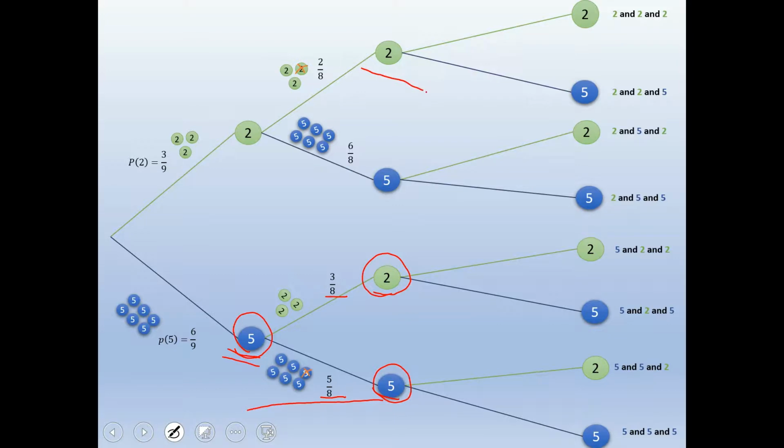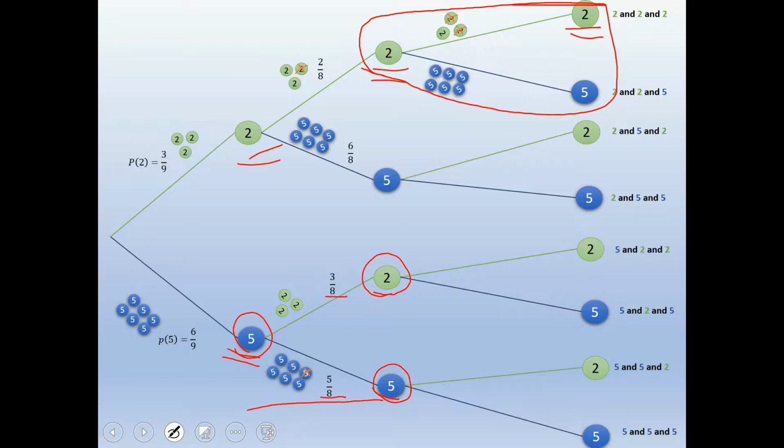Now for this branch, let's see how the probabilities will be in the third trial. If he selects 2 in the third trial after selecting 2 in the first one and 2 in the second trial, only one counter labeled 2 is left and 7 in total. So the probability will be 1 out of 7. Now what about the counter labeled 5 in this branch? Still 6 counters left and 7 counters in total. So the probability will be 6 out of 7.